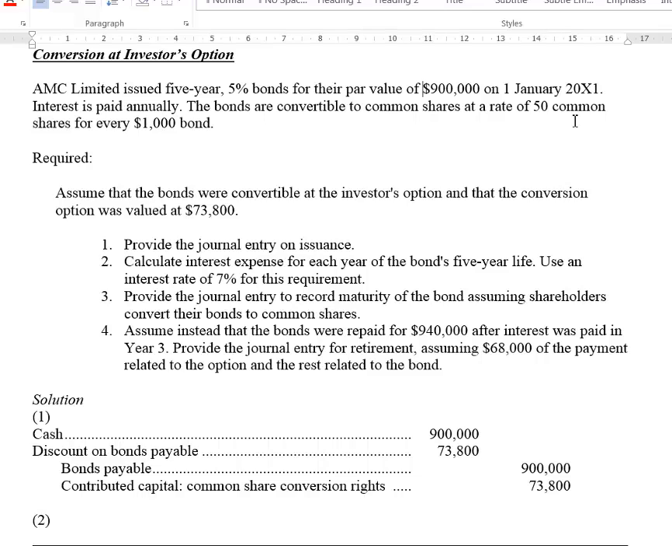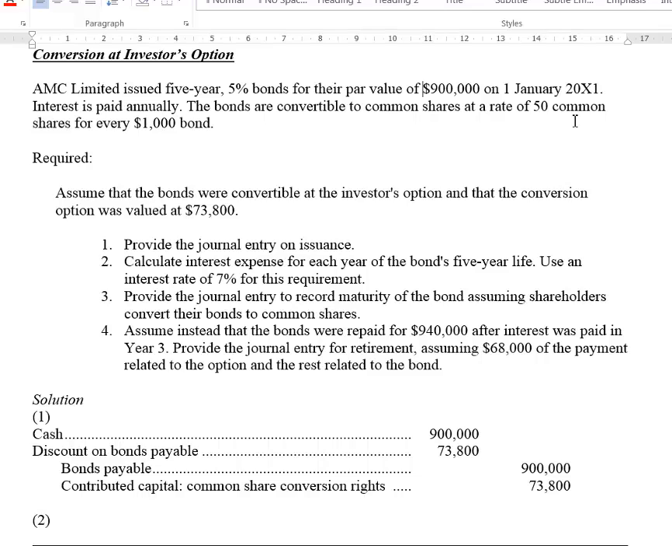The bond pays interest annually, and the bonds are convertible into common shares at a rate of 50 shares for every $1,000 bond. Here you can see that we're using a fixed conversion factor. So we have a stated conversion price. We know that those bonds are convertible into a fixed number of shares, in this case 50 common shares for every $1,000 bond.